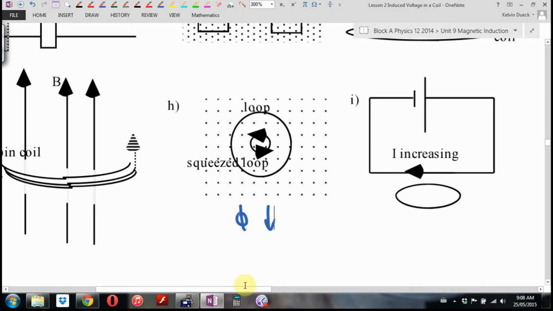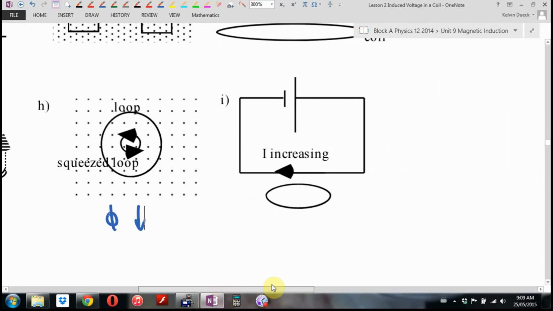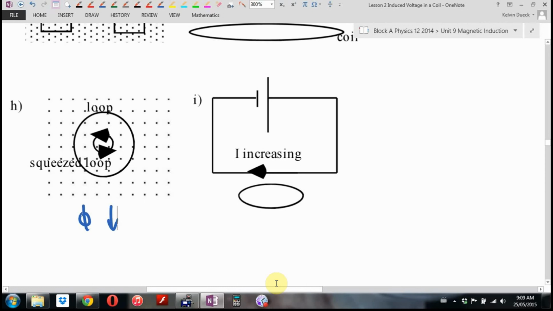Decreasing flux. But again, the fact that it's not constant, I'll get a voltage. I'll get an induced EMF. What about I? If we increase the current, do wires create magnetic fields as well?